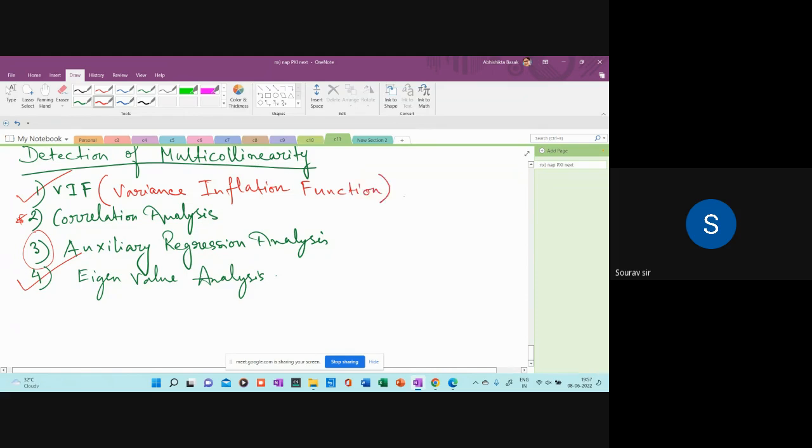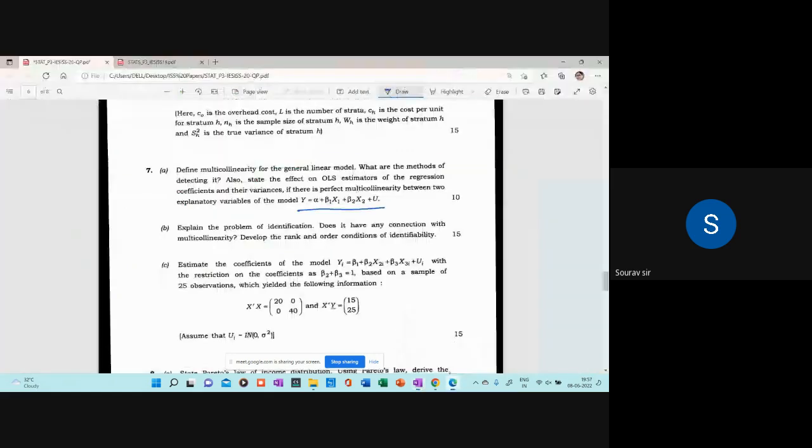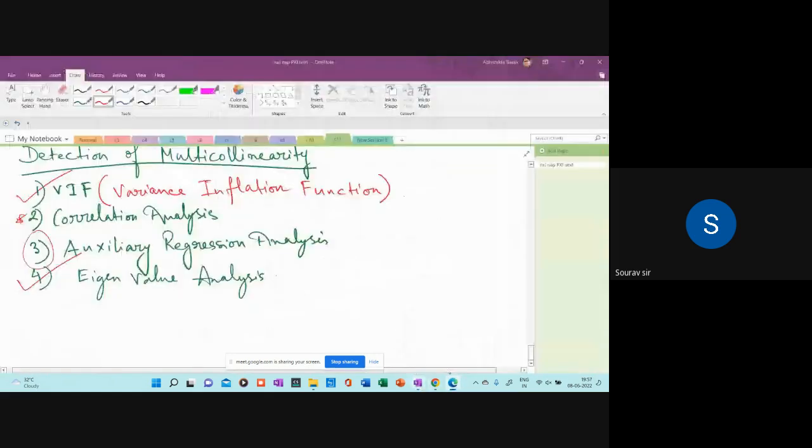These are the indices which you can use for detection of multicollinearity, whether multicollinearity is present in your model or not. You can discuss any, as per the marks allotted for the question. My suggestion would be that you choose and discuss any one method elaborately, and you can mention the names of all the methods. So let me stop the screen right now, just a minute.